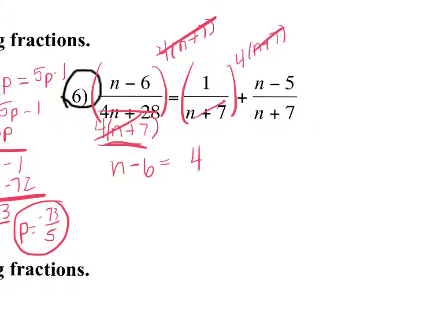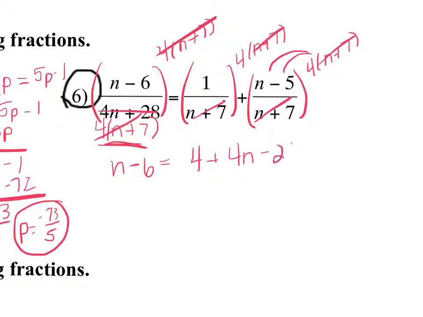gives us 4. If I multiply this one by the 4 parentheses n plus 7, the n plus 7's cancel out, and I'm distributing this 4. So I've got 4n minus 20. 4 minus 20 gives me my negative 16 plus 4n, bring down the rest.